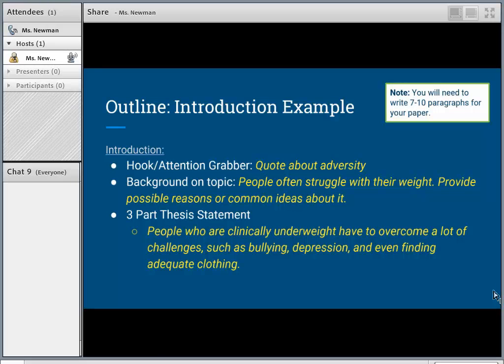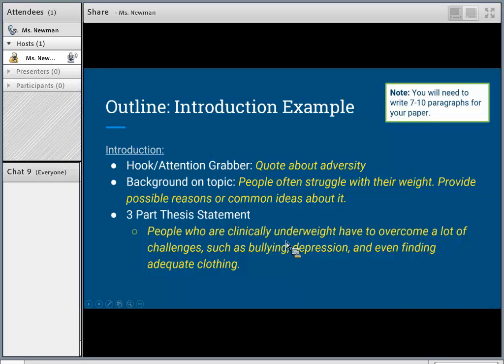So let's look at this example. For the hook, they're planning to do a quote about adversity, and then the background on the topic is this sentence: people often struggle with their weight. Provide possible reasons or common ideas about it. And then their 3-part thesis. So they have this statement: people who are clinically underweight have to overcome a lot of challenges, such as bullying, depression, and even finding adequate clothing.